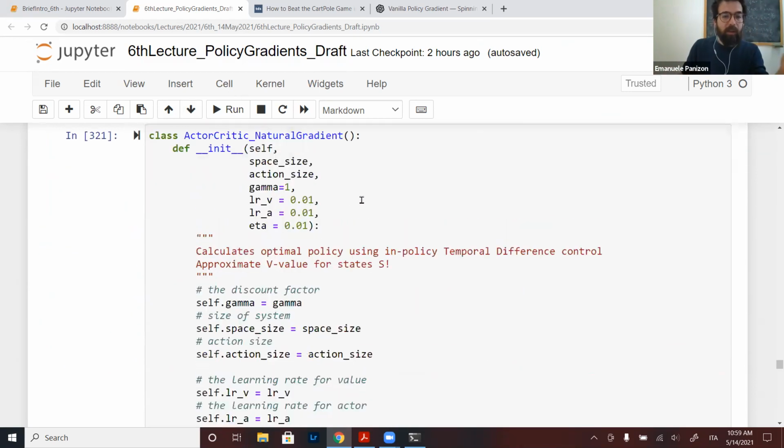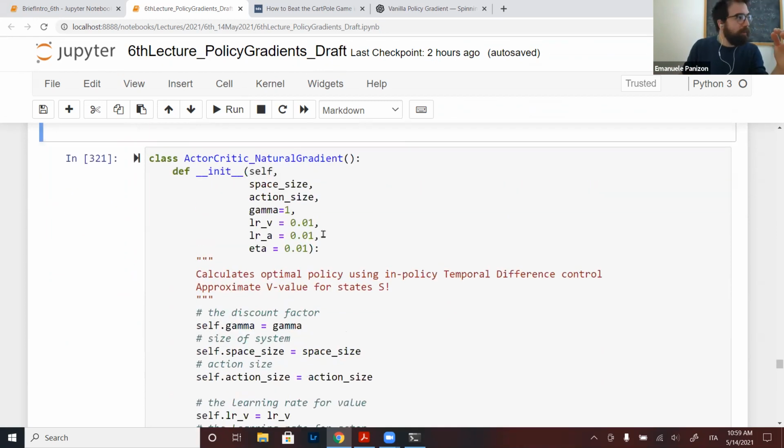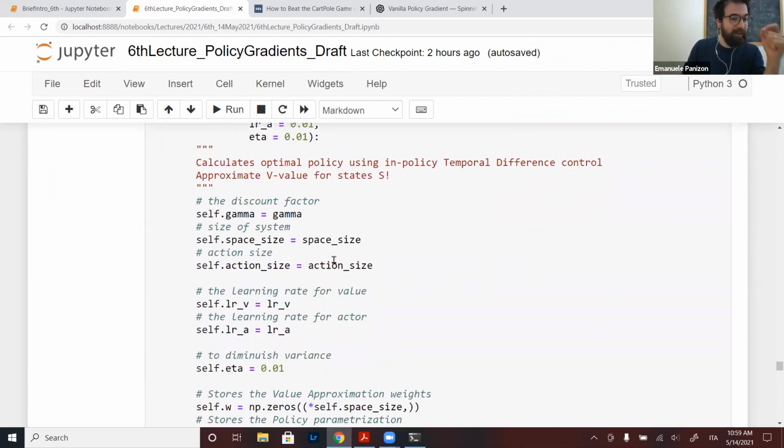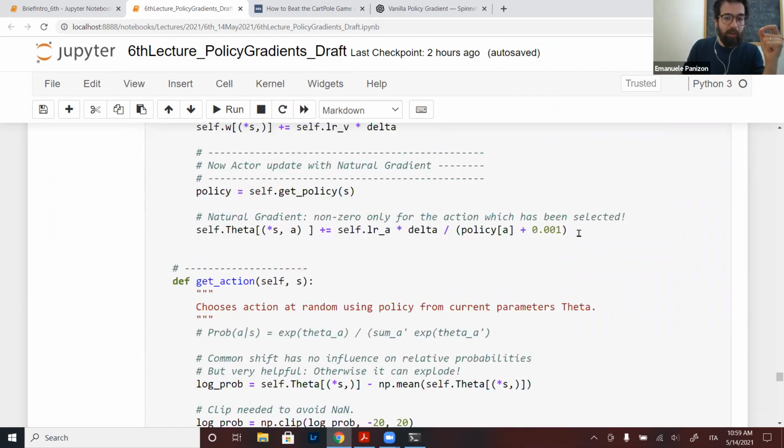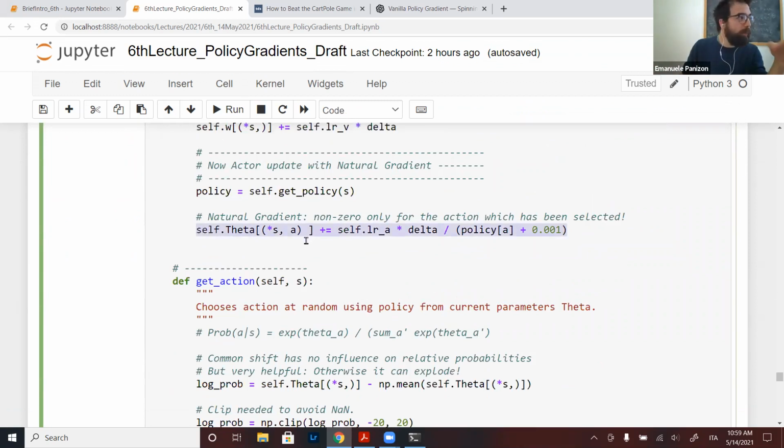Okay, finally, the class actor critic. I just need 10 seconds because it's literally the same thing as before, except that instead of having the loop over the actions and then 1 minus policy or minus policy, I have one single update only for the action I really took, and the update is the value, the quality, divided by the policy.